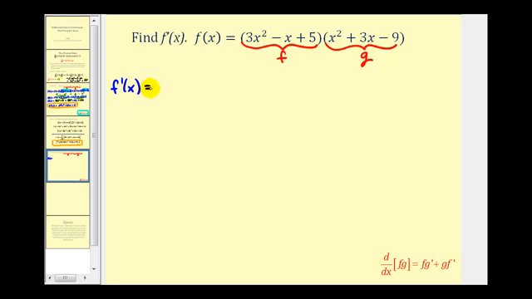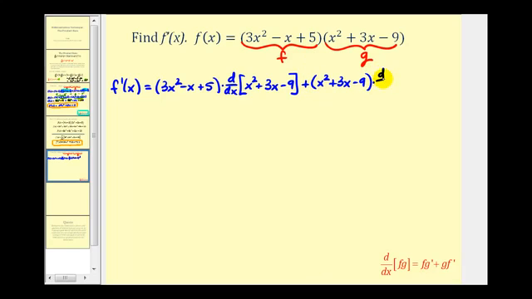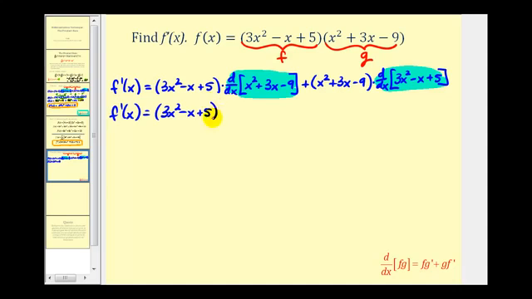is going to be equal to the first function f times the derivative of the second function, which is x squared plus 3x minus 9, plus the second function times the derivative of the first function. Again, notice how I'm not finding any derivatives in the first step. I'm just setting up the product rule. Now we'll go back and find the derivative here, the derivative here, multiply, and then simplify.